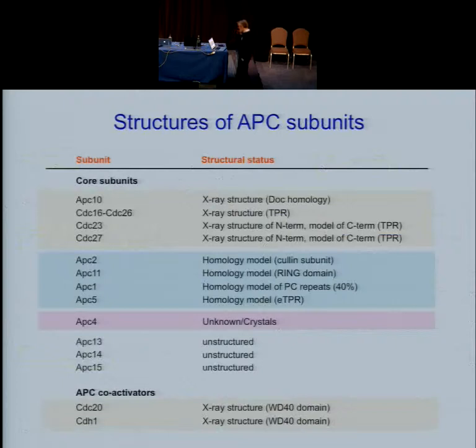In order to determine a pseudoatomic structure using the hybrid approach, we have determined structures of individual APC subunits using a combination of crystallography and homology modeling. We now have structures for most of the large APC subunits. We lack structures only for APC4 and for the N-terminus of APC1, and also for the smaller disordered subunits.